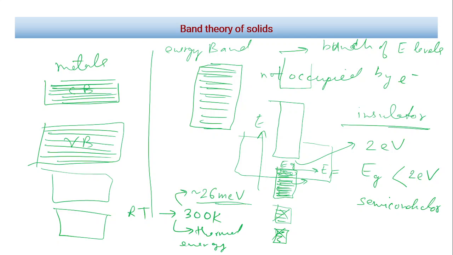So that is why we say that when the energy gap between the topmost occupied level and the lowest unoccupied level, which we generally call valence band and conduction band, is less than 2 electron volt, we can call it a semiconductor. Its conduction properties are intermediate between insulator and metal. But if the energy band gap value is more than 2 electron volt, then we call it an insulator. It doesn't need to be exact, but this is what we usually take.